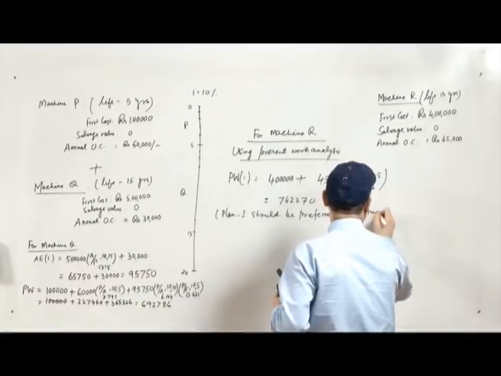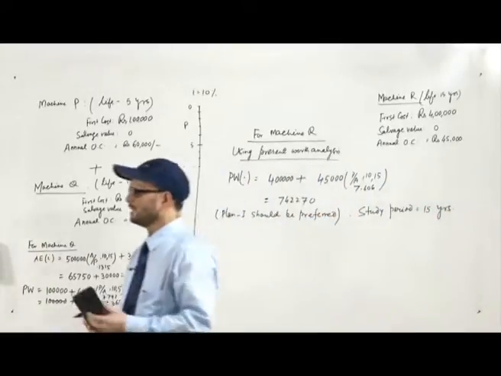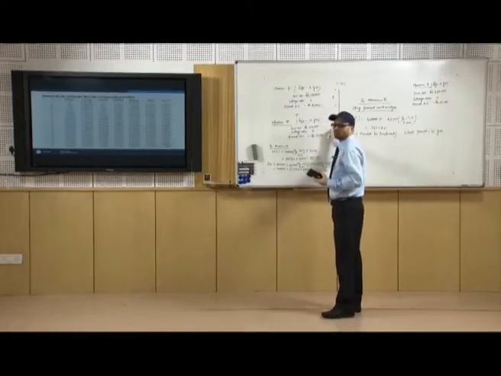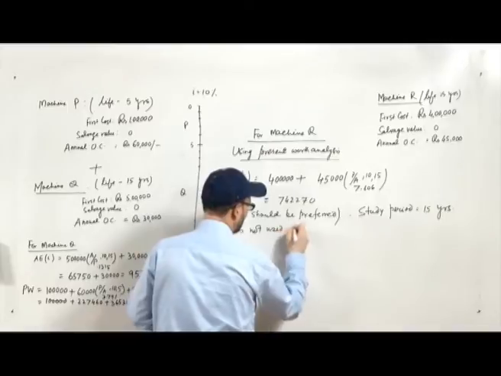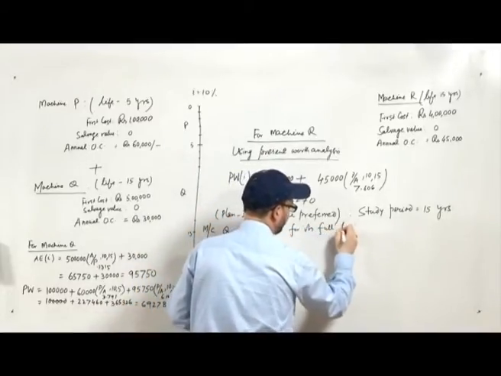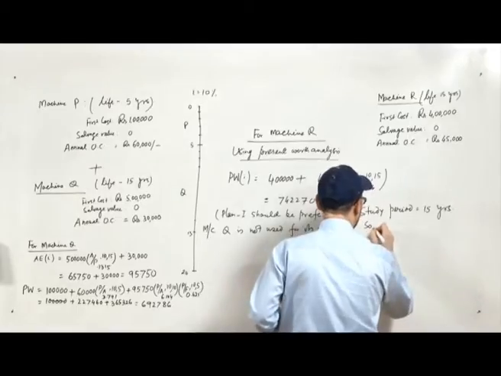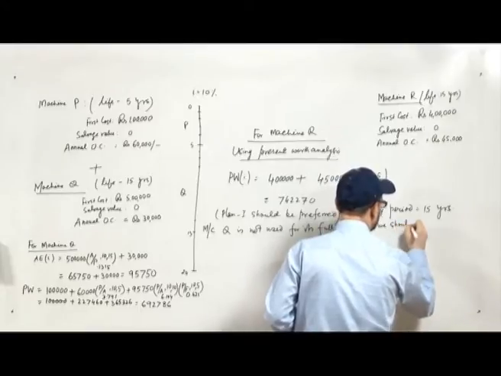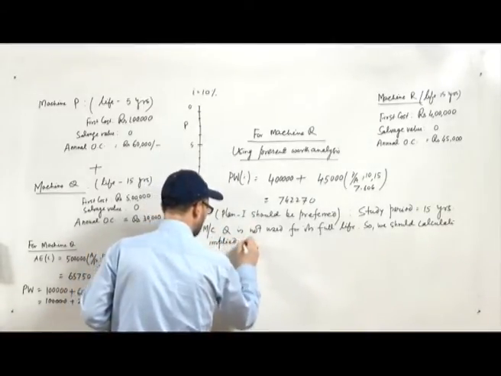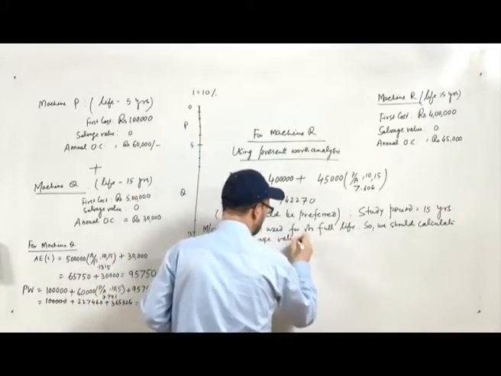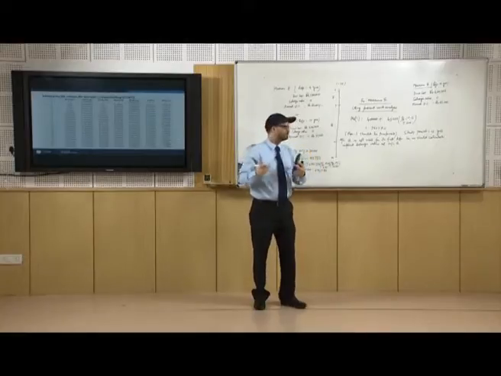We have taken a study period of 15 years. Now, in this case, we are not using machine Q for its full life. So, 5 years of life is remaining. So, we should calculate the implied salvage value of machine Q. Now, how to calculate the implied salvage value of machine Q?